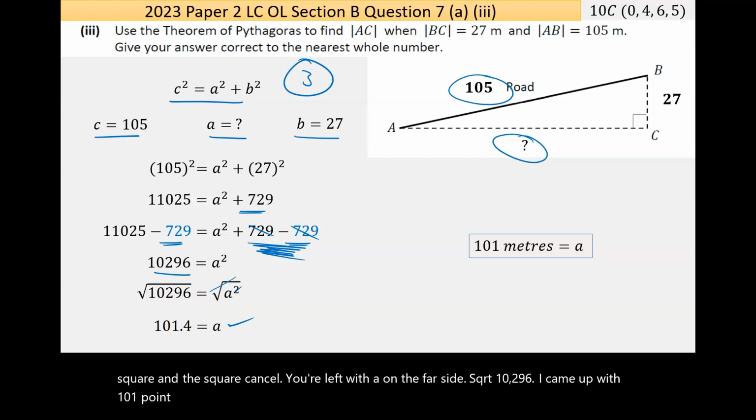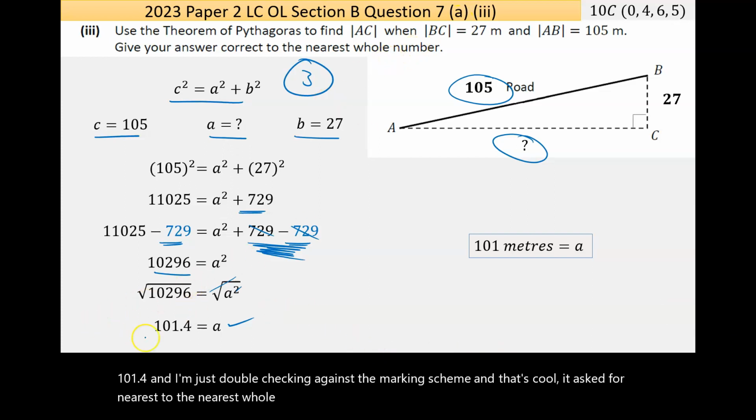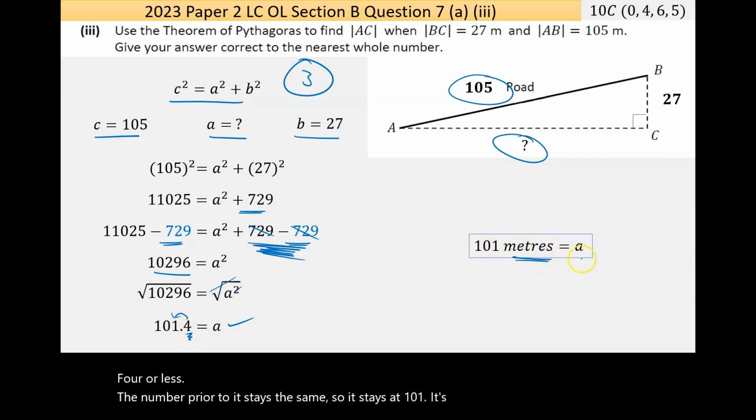And I'm just double checking against the marking scheme. That's cool. It asks for it to the nearest whole number. So 4 or less, the number prior to it stays the same. So it stays at 101. It's meters because it's a length, and that's the answer.